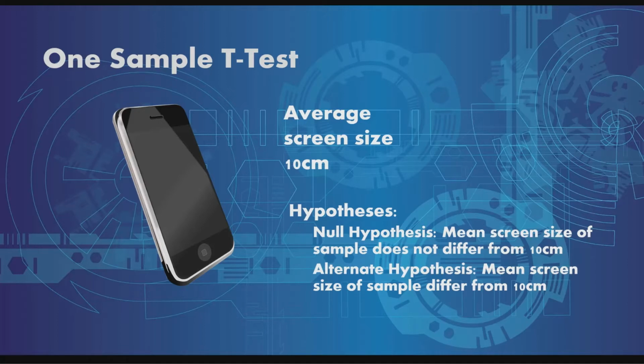So this mobile manufacturer, they don't want to have an average screen size that is different from 10 cm. If your analysis is successful and you accept the alternate hypothesis, it means that you successfully tell the manufacturer that the screen size of the sample that they have sent actually is different from 10 cm.